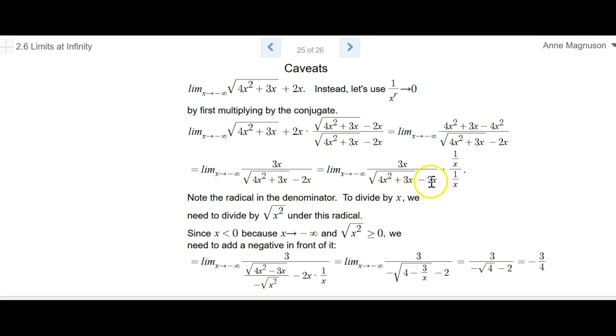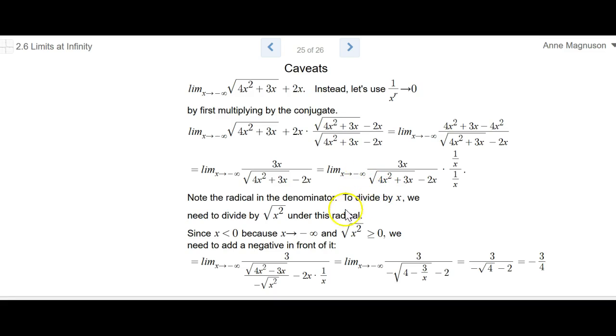So the highest power of x in the denominator is actually just x. It's not x squared, because notice this x squared is underneath the square root. So I'm going to use that trick again of multiplying numerator and denominator by 1 over x. But we need to be careful here, because notice that x is going to negative infinity.